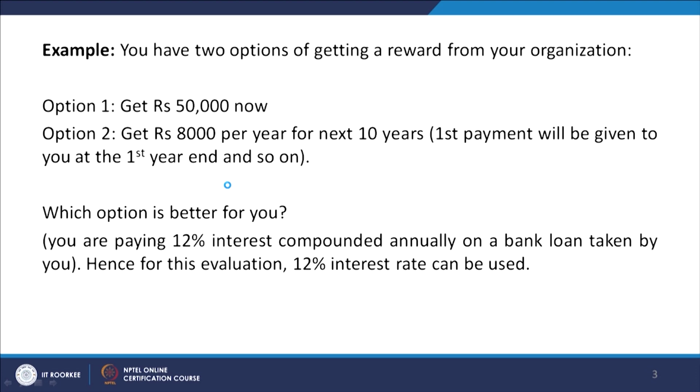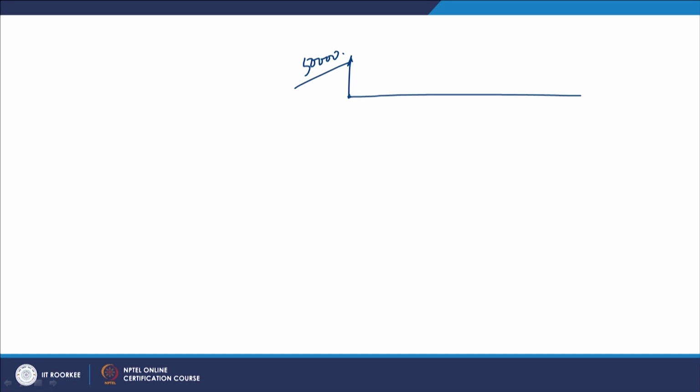So for that you must understand what the equivalent value will be. So you need to calculate the equivalent value. Now how to calculate that equivalent value? You have two situations. One is that you are getting 50,000 now, so your P value is 50,000. In the other case, you are getting 8,000 rupees every year, going up to 10 years. So 1, 2, 3, and then it will go to 10.